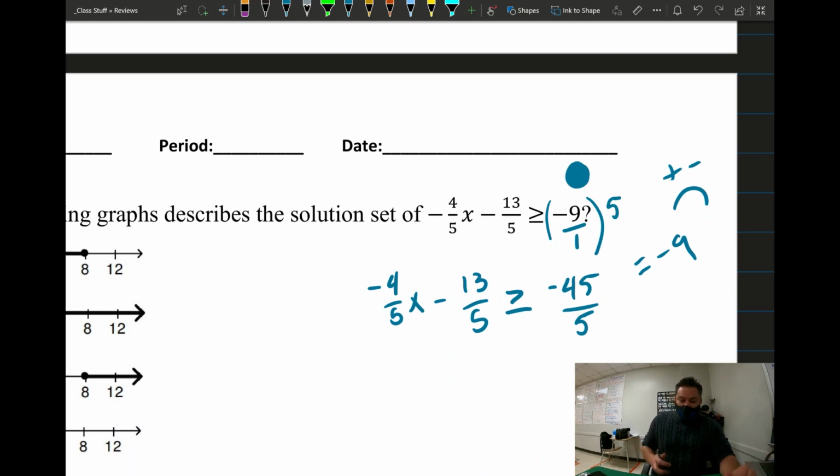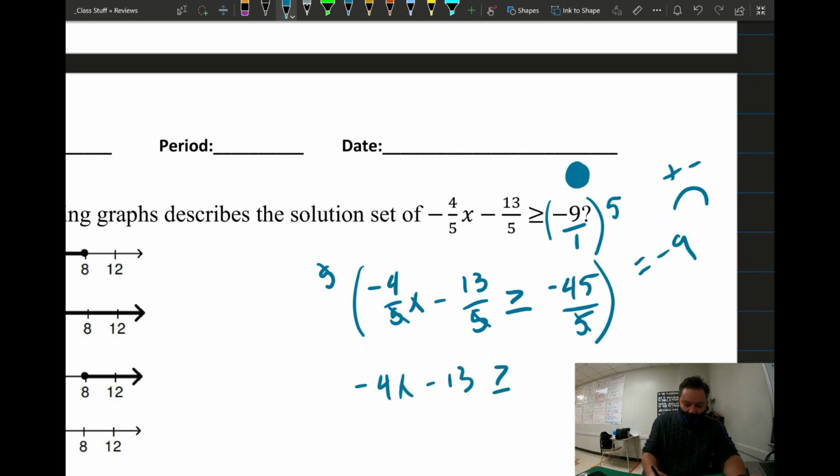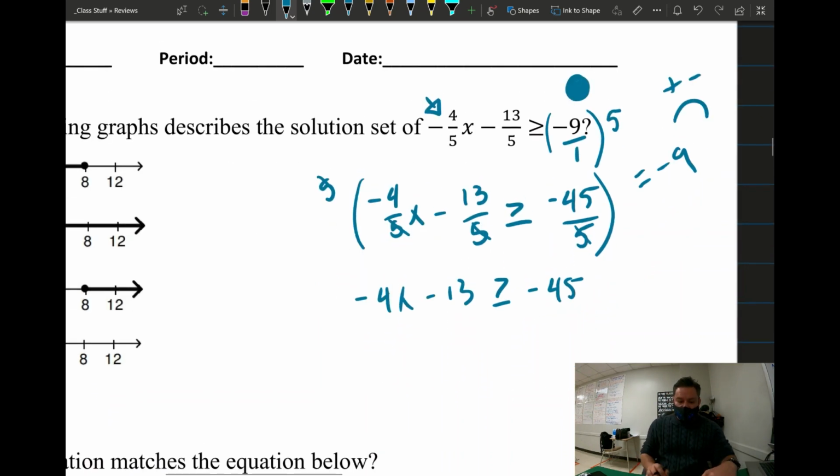Now, I know whenever I have a fraction, the bottom is dividing. So to undo the division, I'm going to multiply. So I'm going to get rid of that denominator. Look how easy that is. I'm going to multiply the whole thing by that denominator. This will cancel all of that out, and you're going to be left with negative 4x minus 13 greater than or equal to negative 45. Does that look a lot easier to solve than this right here? I think so. So let's go ahead and solve that.